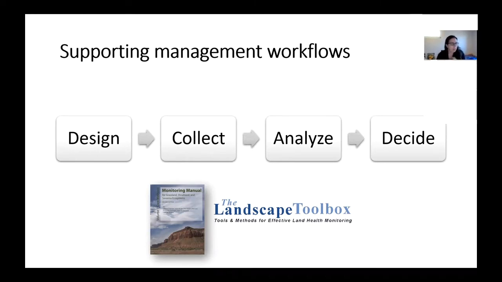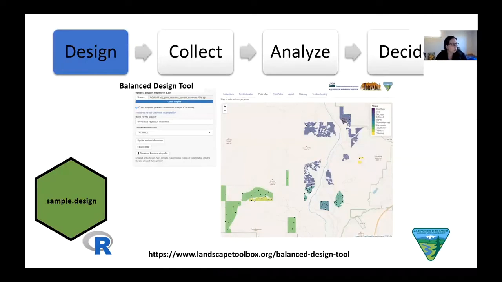So next on the design side, we have a number of tools in addition to what's in the monitoring manual. Nelson has developed an R package called sample.design that we use to support BLM's monitoring sample designs. And we've done over 100 sample designs that provide spatially balanced sampling, basically sample designs that then BLM goes out and collects monitoring data based on those sample designs.